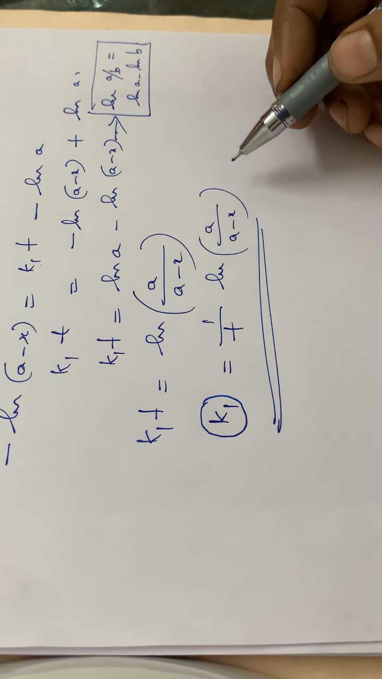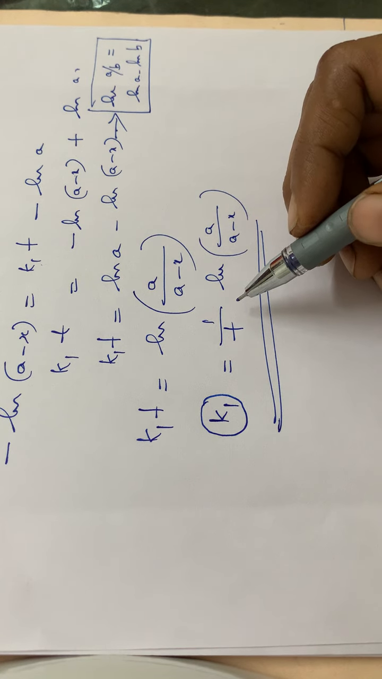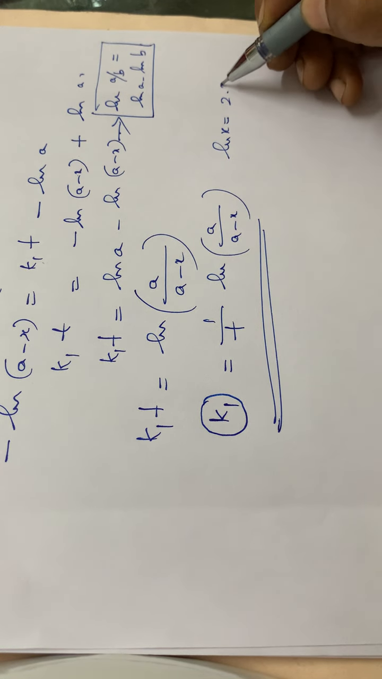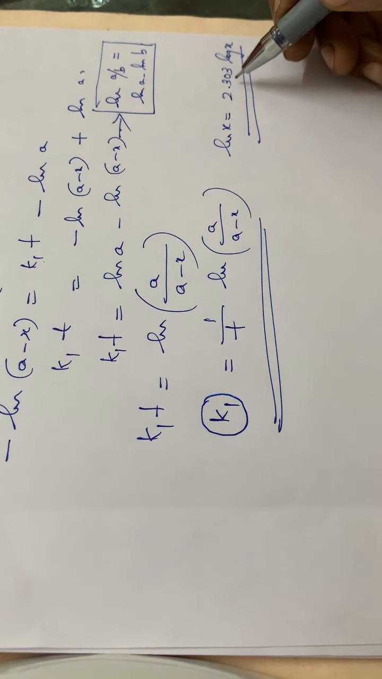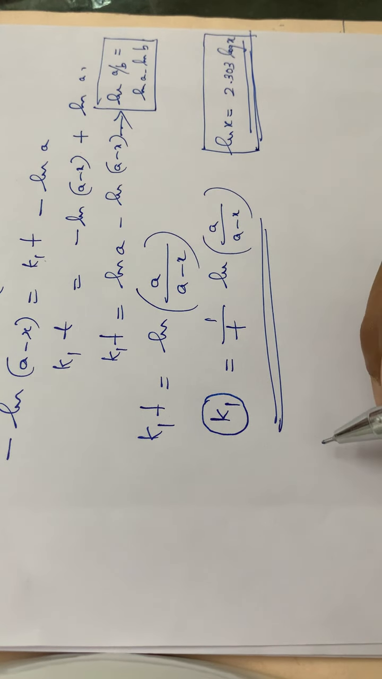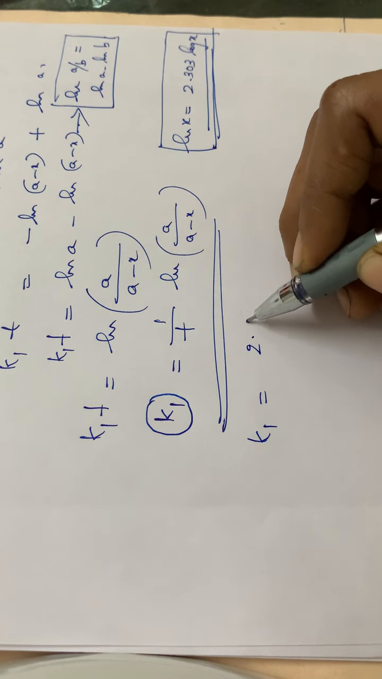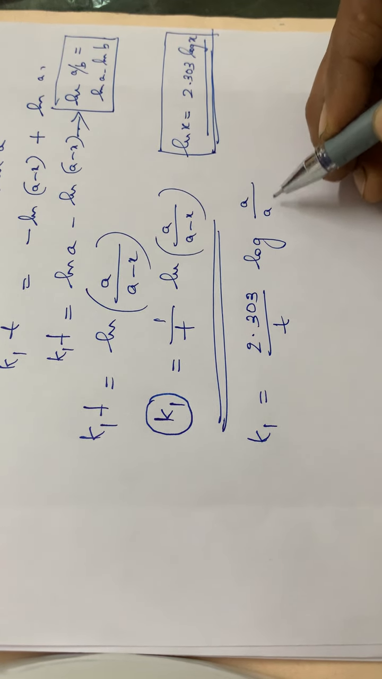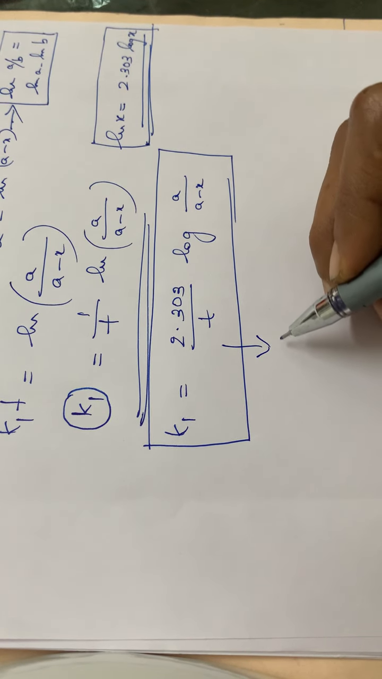Here ln means log to the base e. So ln x is equal to 2.303 into log x. For converting ln x into log x, we have to multiply it by 2.303. So again, what is k1? k1 is equal to 2.303 by t log A by A minus x. This is the integrated rate expression for a first order reaction.